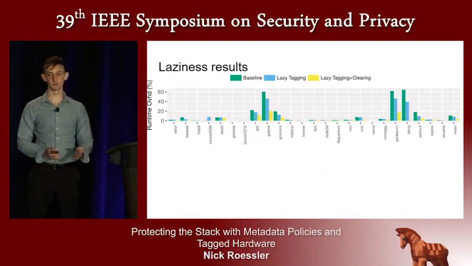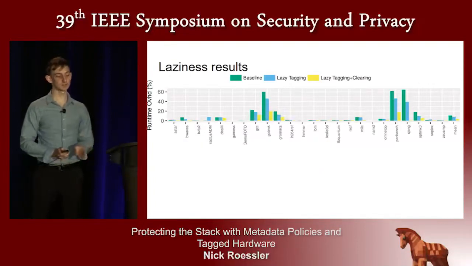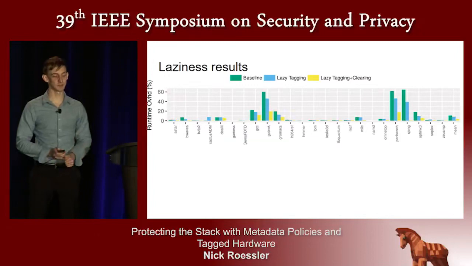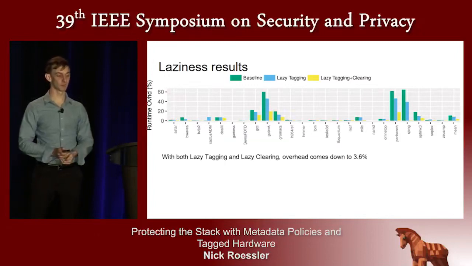Okay, how much benefit do we get from this laziness? I've shown the baseline in green, the performance with just lazy tagging in blue, and the combined effects of lazy tagging and lazy clearing in yellow. Together, these bring the overheads from about 12% down to only 3.6%.